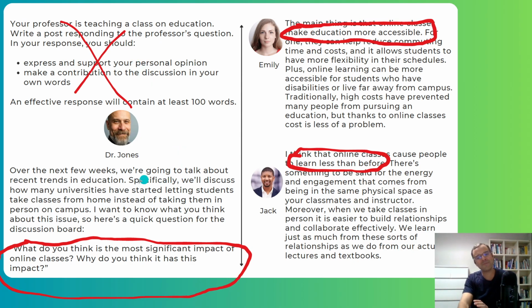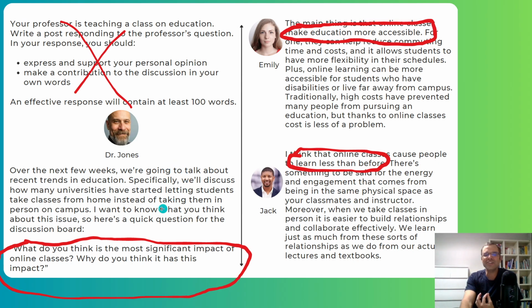And then what I want to emphasize is that the question itself really seems to come near the end of the question. So this stuff at the beginning, in this case, is not particularly important. And if you look at the samples provided by ETS, they seem to follow the same kind of pattern. There's a lot of prefatory stuff where he's like, over the next few weeks, we're going to talk about recent trends in education. That's not really relevant to your response. What you really need to know is what comes at the end. So that's what I want you to focus on when you read.